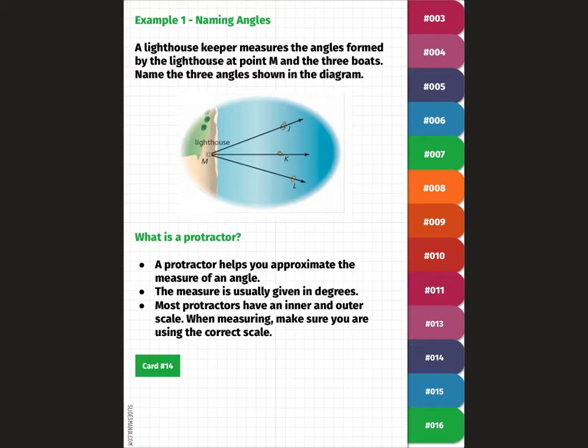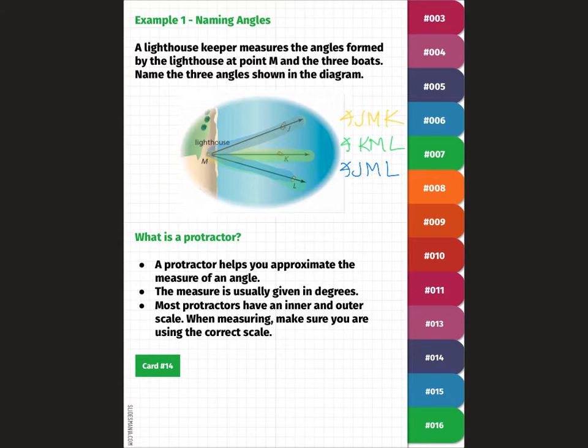Okay, so here are the 3 angles. First you have angle JMK. Then you have angle KML. And then lastly, you have the big angle, which is angle JML.